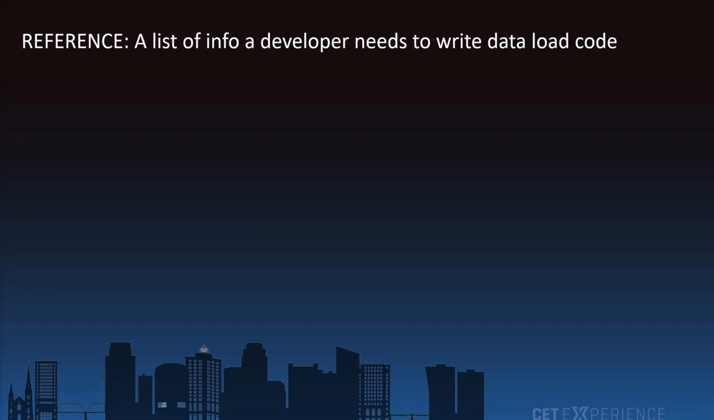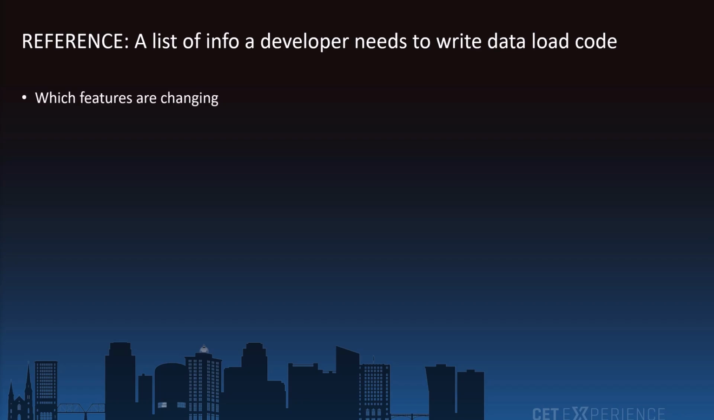Now this is a reference list of everything, at least I, as a developer, need in order to write good load code for my catalogs. This is a list that I have given to my catalog specialists that I work with, and I say, hey, when you are making changes that fall under the category of things that do need load code, this is the information I need from you.